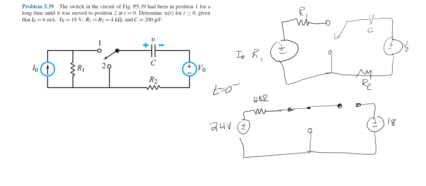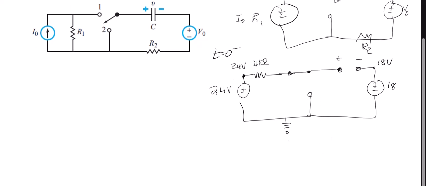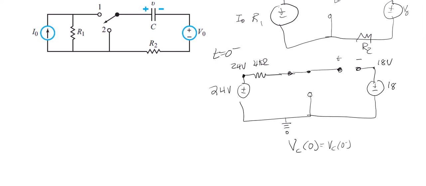So if this is 0, if that's ground, this is an open circuit, so there's no current. This is 24 volts right here. This is 18 volts right here. My voltage on my capacitor is labeled with this side plus and this side minus. So VC of 0, which is the same as VC of 0 minus, is going to be the voltage at the positive side minus the voltage at the negative side, is 24 minus 18, which is 6 volts.